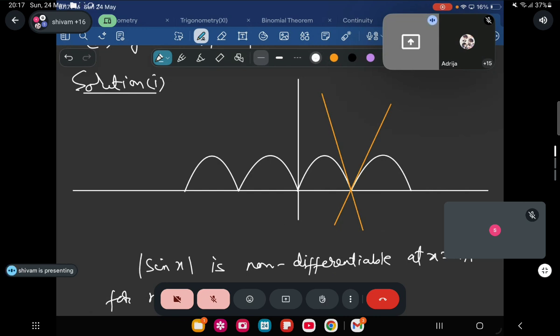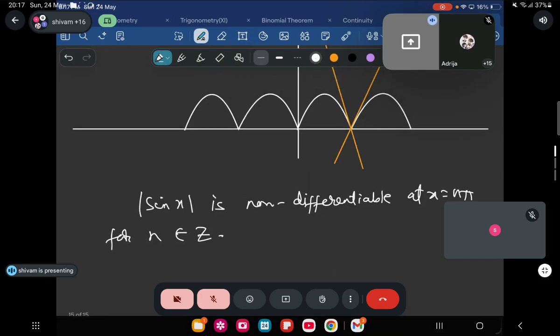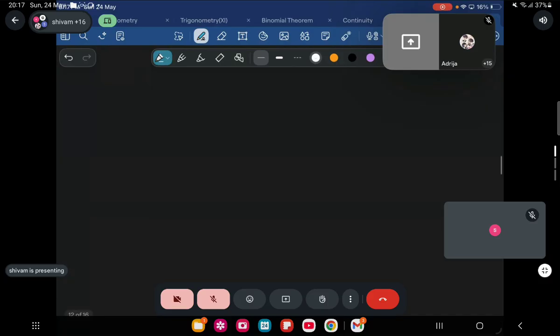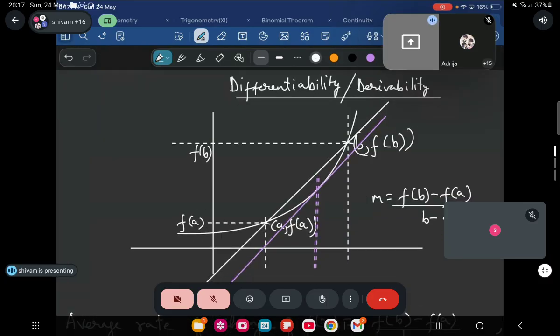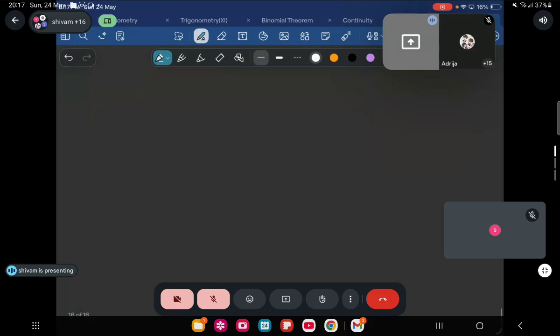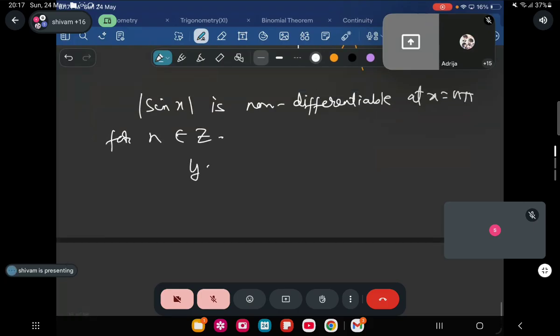But let us say that this sum comes in school. Then in school, how do you have to solve it? Pay attention. You have to define the function. You have to write it as y equal to sin x when sin x is greater than or equal to 0, and it will be equal to minus sin x when sin x is less than 0.